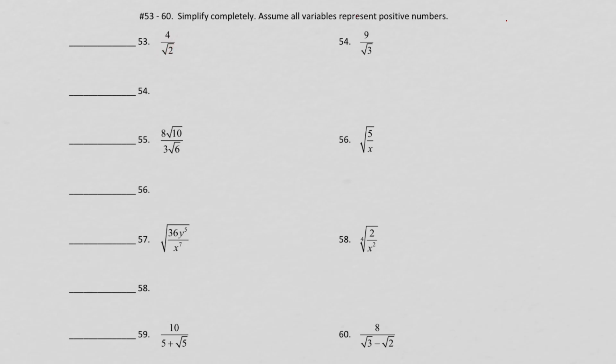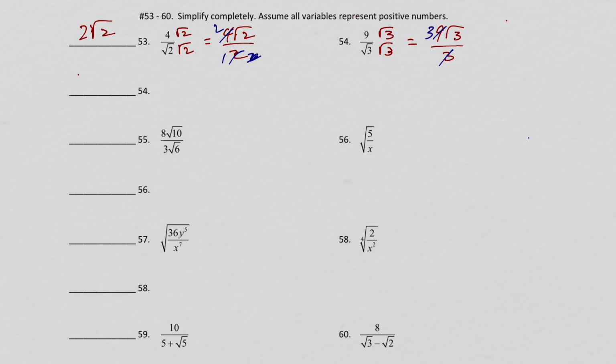You're not allowed a radical in the denominator, so we multiply top and bottom by root 2, and we get 4 root 2 over 2, which simplifies, oops, what am I doing? To 2 root 2. Here we're going to multiply by root 3 on the top and bottom, so we get 9 root 3 over 3, which simplifies to 3 root 3.